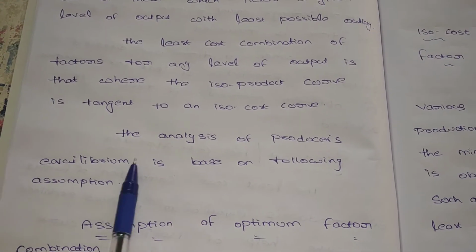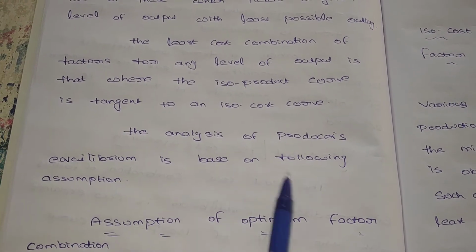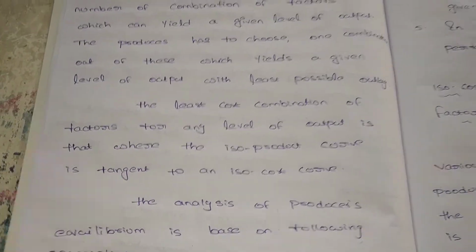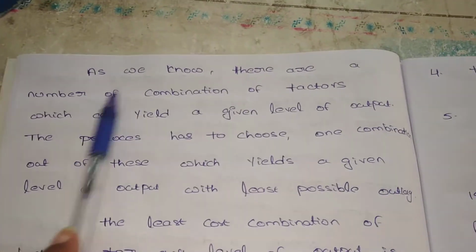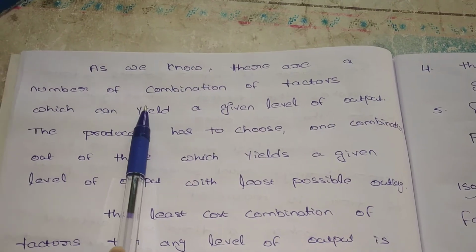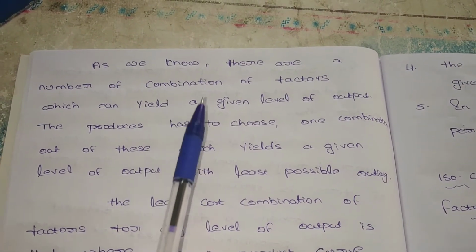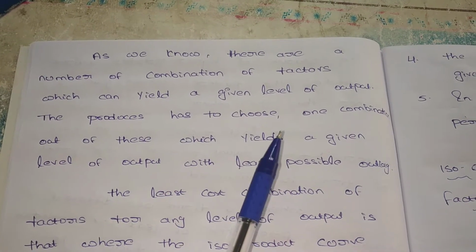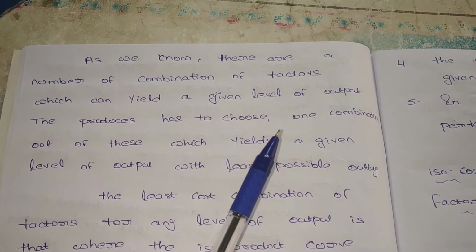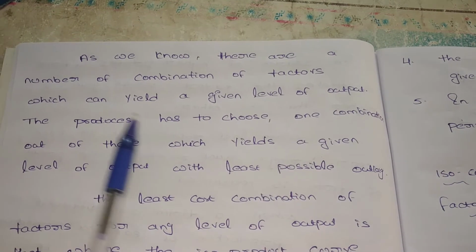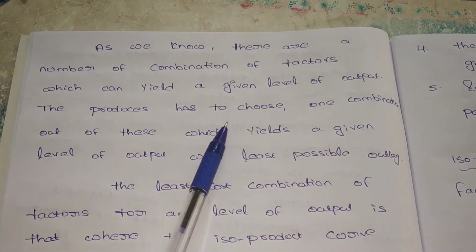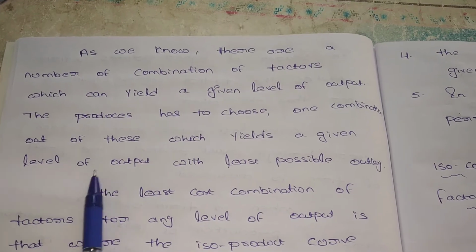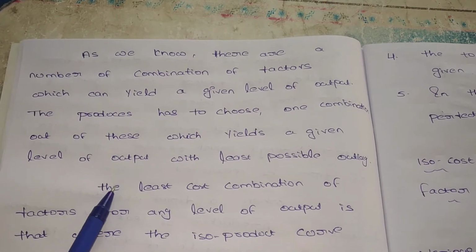The analysis of producer equilibrium is based on the following assumptions. First, let's see everything. As we know, there are number of different combinations of factors which can yield a given level of output. What is our level of output here? Final output 100 biscuit packets.